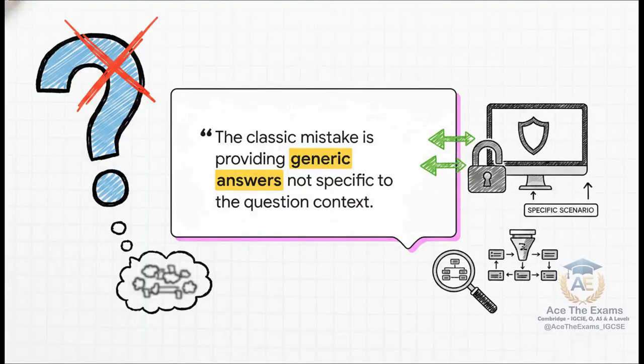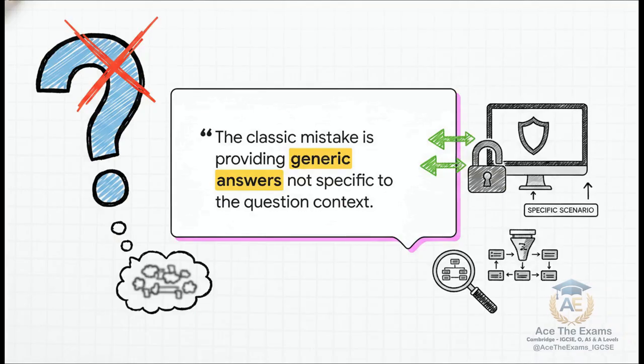And this brings us to an explicit examiner alert directly from the source. Listen to this quote carefully. It is a literal goldmine. The classic mistake is providing generic answers not specific to the question context. Always link every point to the given scenario. If you take away only one single thing from this entire explainer today, let it be this. Never write a generic textbook definition. Become the problem solver for the specific scenario described in your prompt. Every technical point you make about firewalls must connect back to that exact context.